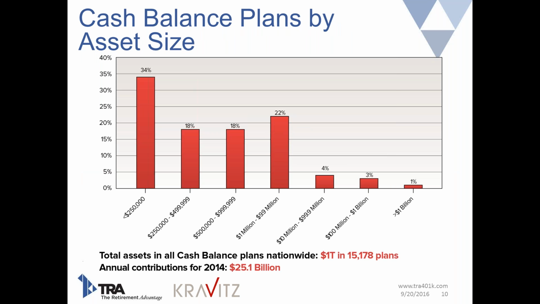You know, cash balance plans by asset size, as you can see here, 34% of all cash balance plans, the 15,000 cash balance plans, that $1 trillion, are startup plans with less than $250,000. In fact, some advisors scratch their head and say, does it make sense for me to spend a lot of time and activity trying to land startup plans? Well, another slide, which I don't have up here on the screen, demonstrates that 90% of cash balance plans are tested together with a mature 401k profit sharing plan.